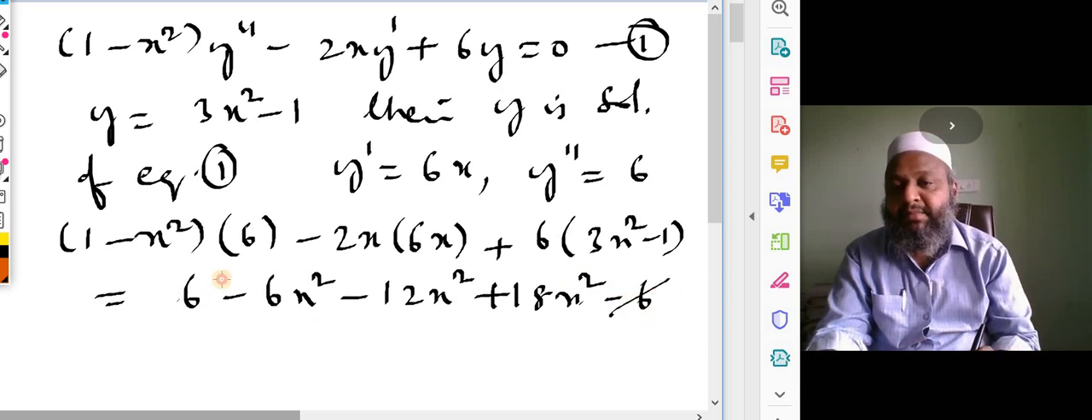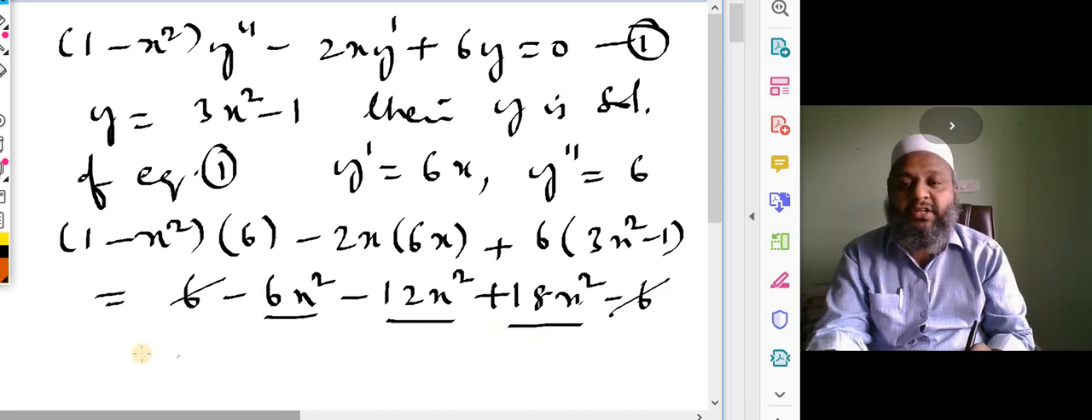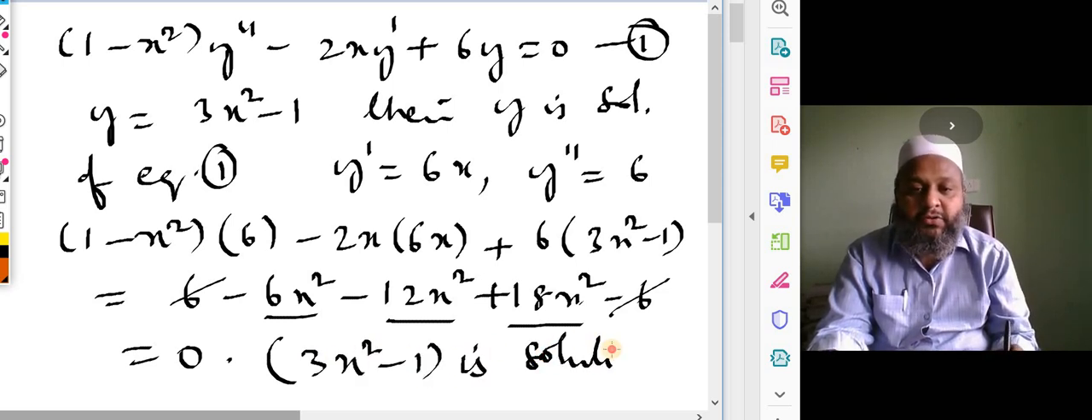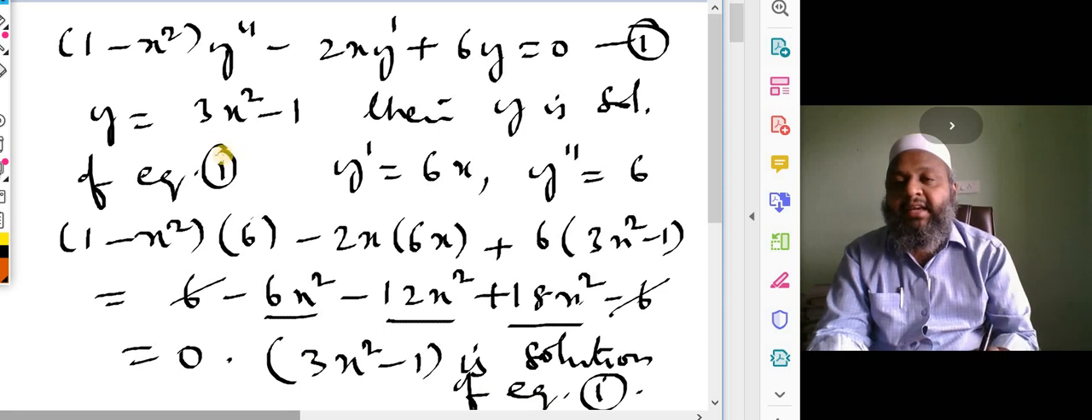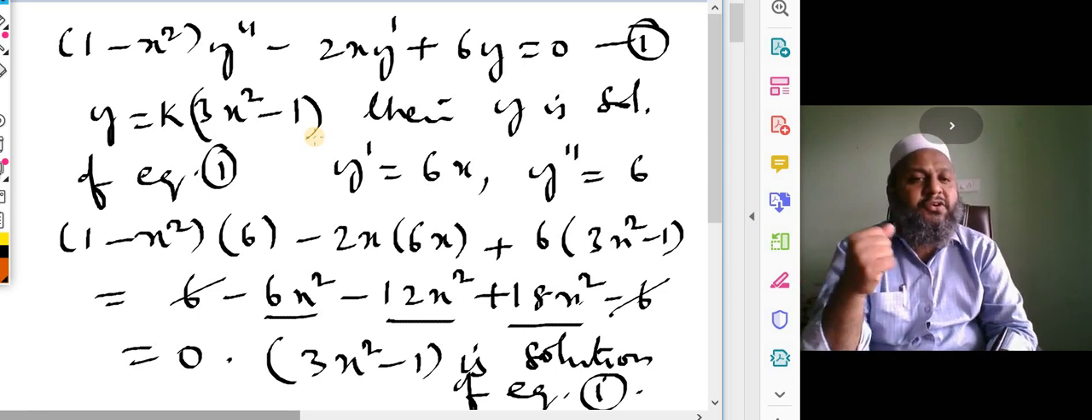This plus 6 and minus 6 get cancelled. This minus 6x square and minus 12x square add up to minus 18x square and get cancelled with this plus 18x square. So we are going to get 0, and hence it is very clear that 3x square minus 1 is a solution of equation 1. Now if I take any constant k here, k times 3x square minus 1, then of course it is going to become a solution.